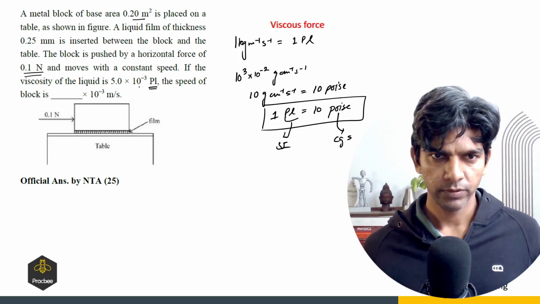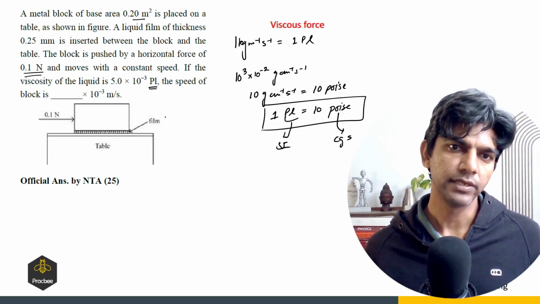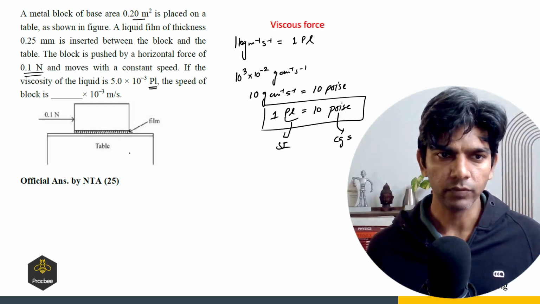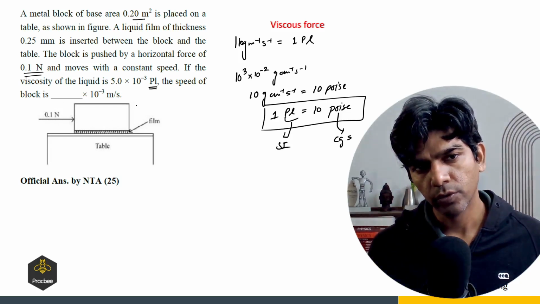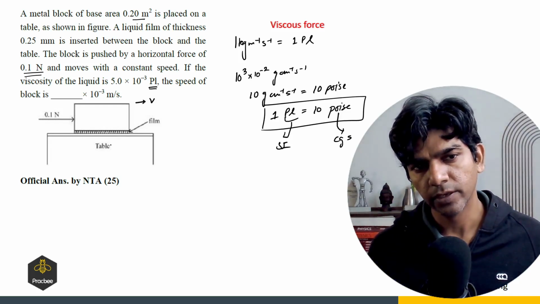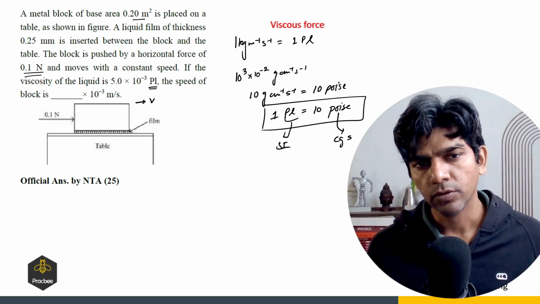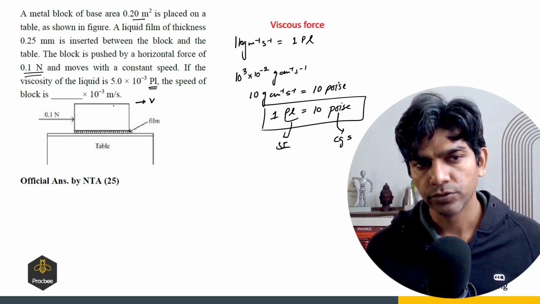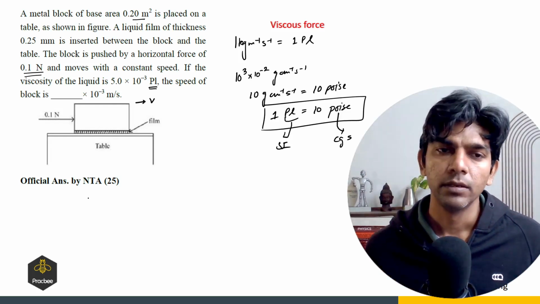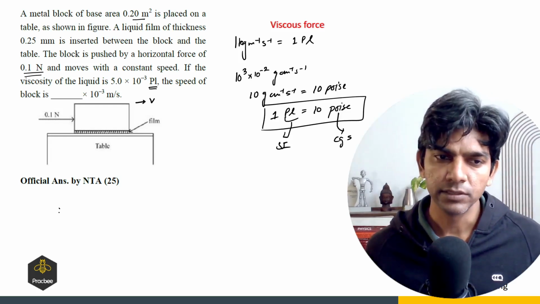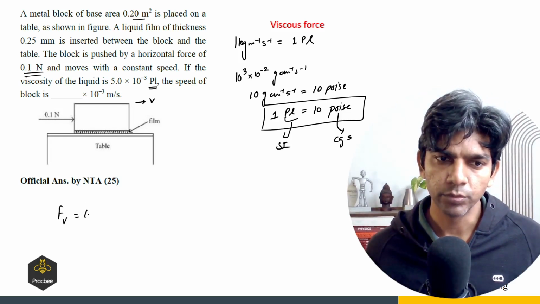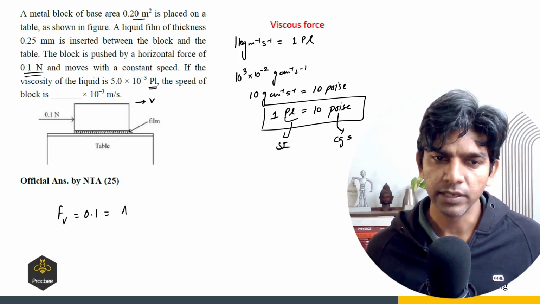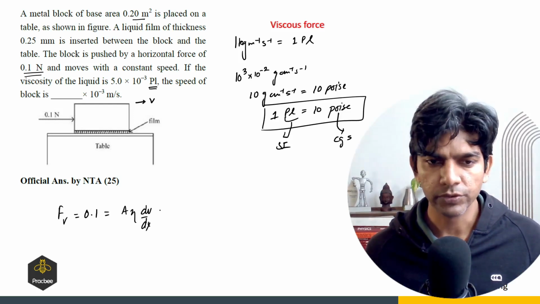Okay, right. So here we have been given the coefficient of viscosity in SI units. The speed of the block we have to calculate. So we are exerting a force on the block and it is moving with a constant velocity. It means the layer of the film is exerting a viscous force on the block in the opposite direction. So these two forces must be balancing. So the viscous force is nothing but 0.1 Newton, and it is given as A eta dV by dx, where dV by dx is the velocity gradient.